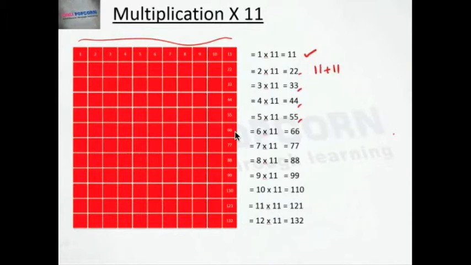Now, what is interesting about the 11 times table is, let's just tidy this up a bit. The 11 times table is that whatever the number is you're multiplying by 11, it's just the same number repeated, right? So look at this, just notice. 1 times 11 is 1 and 1, 2 times 11, 22, 33, 44, 55, 66, 77. So this is another very easy times table to remember.